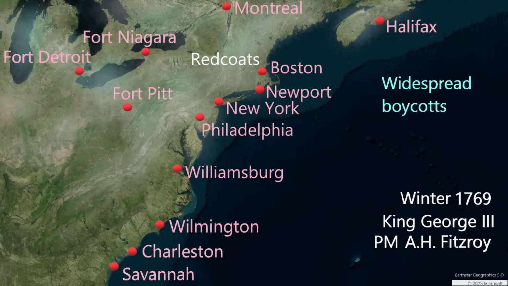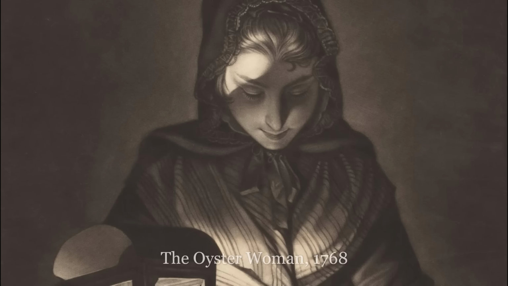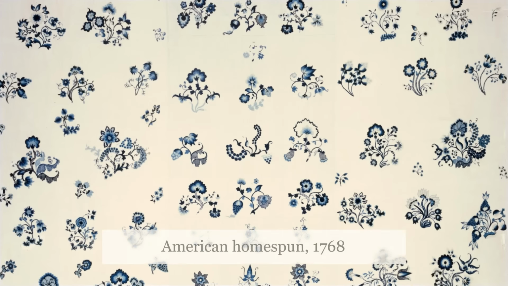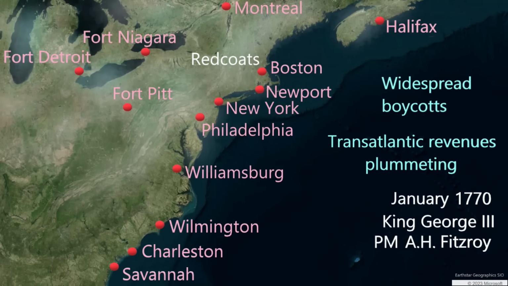1769 comes to an end. January 1770. A major riot erupts in New York City between redcoats and American militia. By 1770, women are holding spinning bees to create homespun clothing. Due to non-importation, British imports to northern colonies are down by more than half. The losses incurred from non-importation in America are greatly exceeding the revenues generated from the Townsend Acts.